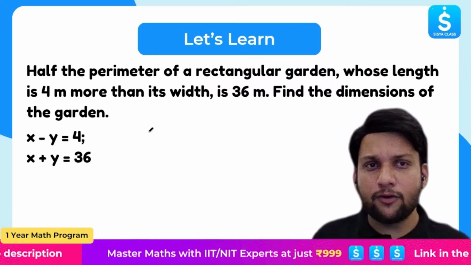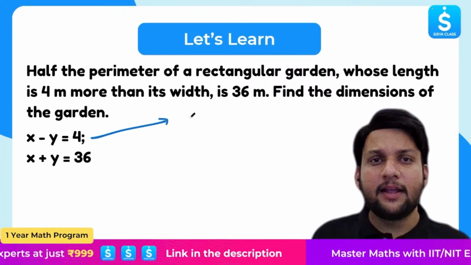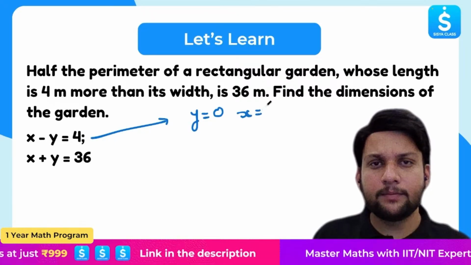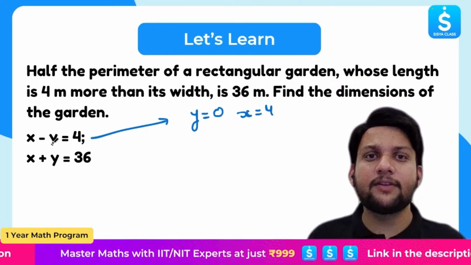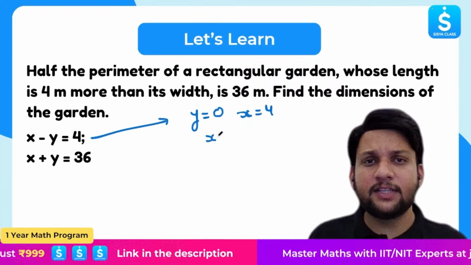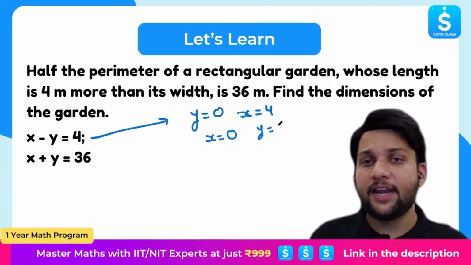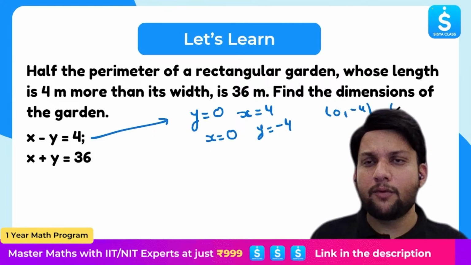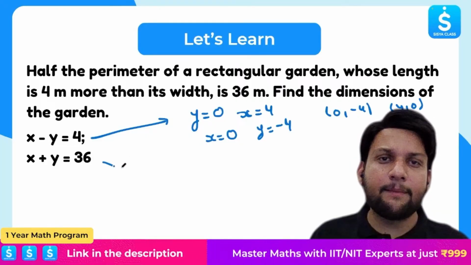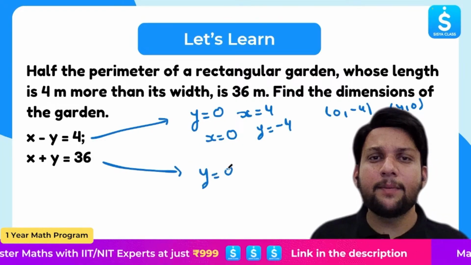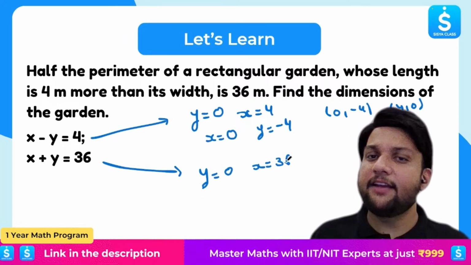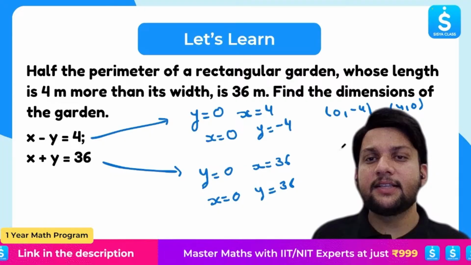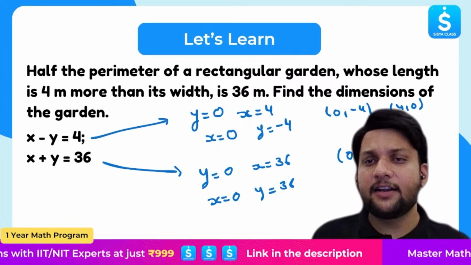So you remember how to plot them. So x minus y equals 4. In this case, if I put y equals 0, I get x as 4. If I put x equals 0, what is the value of y? I'm getting y as negative 4. So we have 2 points here, that is (0, -4) and (4, 0). Similarly, if I put y equals 0 here, I get x as 36. And if I put x equals 0, I get y equals 36. So what are the points this time? (0, 36) and (36, 0).